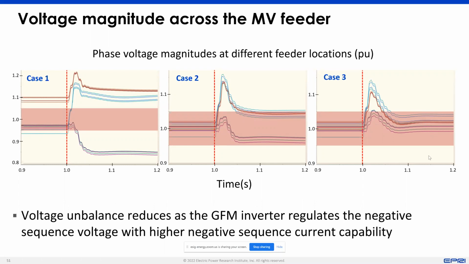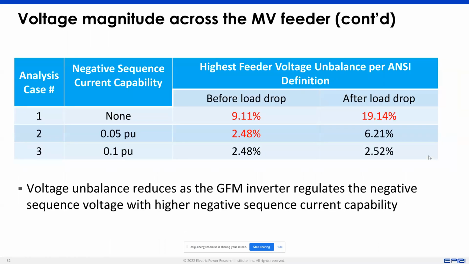And as more negative sequence current capability is granted by the grid forming inverter, we can see the voltage imbalance goes further down. This table is just to restate what I said using numbers. As we can see, comparing case 1, 2, 3, the voltage imbalance goes down from 9% to 2%, and after the load drop from 19 to 2%.